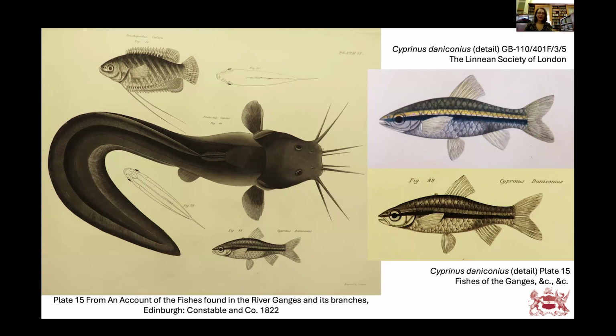Sorry. So just to kind of wrap up this part of the presentation of the PowerPoint, I thought it'd be really nice to see how the fish illustrations finally looked in the published book. And on this plate, we can find the cyprinus that we saw earlier. Can you do the next slide?